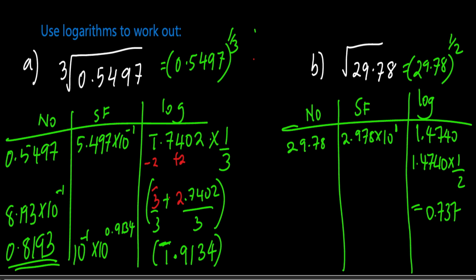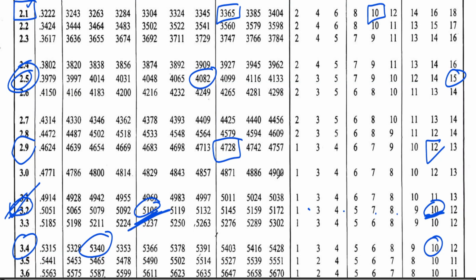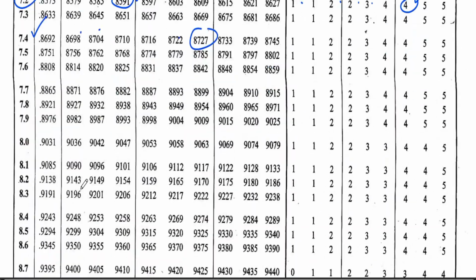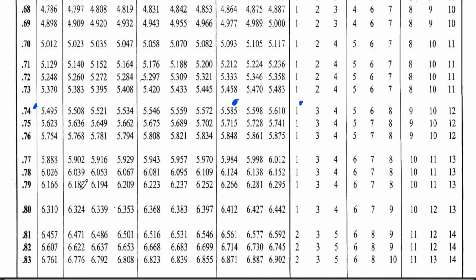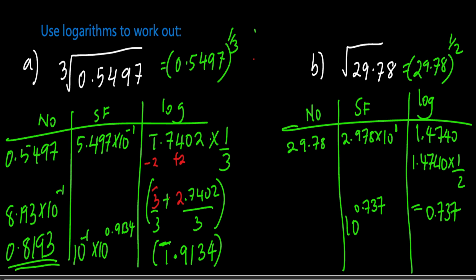So you ask yourself, what's 10 to the power 0.737? There's 7, 3, and then we have 7. So we're going to use 5.458. So 5.458 is your final answer.